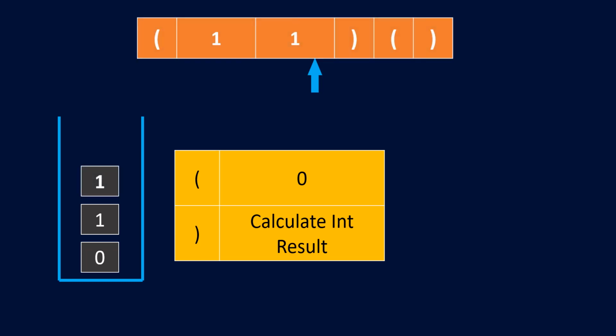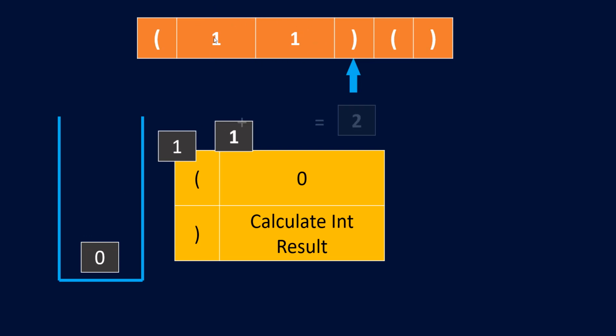Now, in this case, after we go one step ahead, we have this closing bracket and we have some values inside it. So now we need to calculate it. What we are going to do is first add all the values that are present within the bracket.